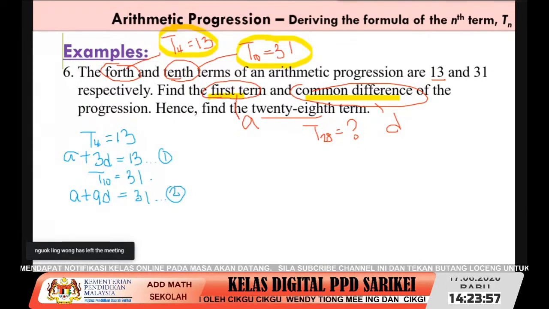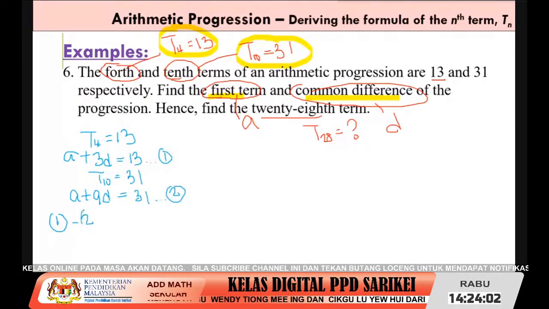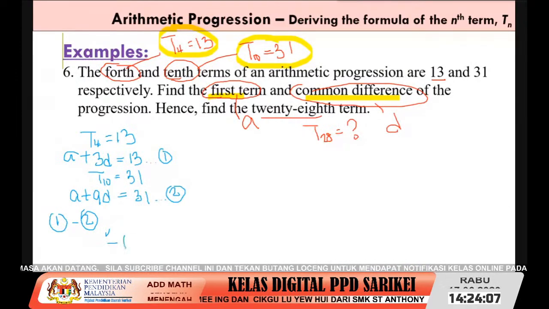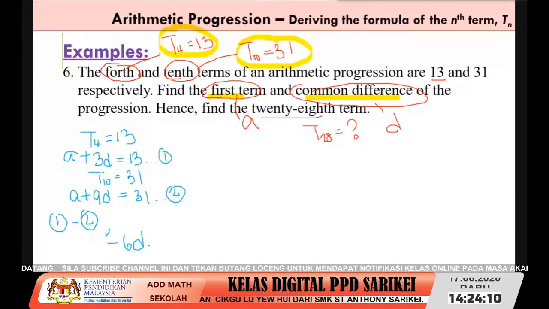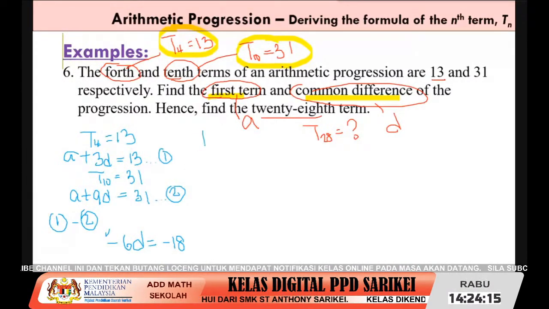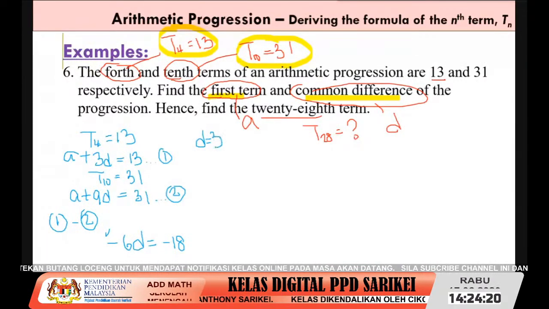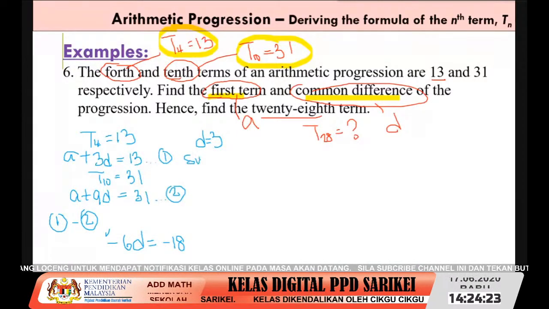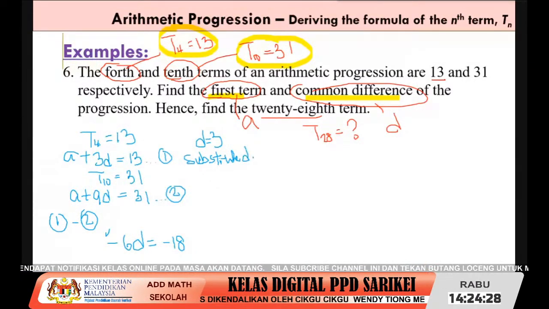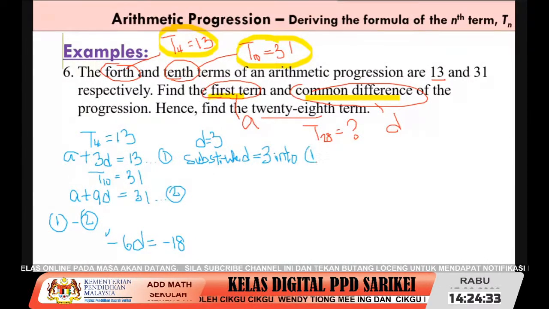So you still remember how to solve it simultaneously? Okay, I will say that the first equation minus the second equation. a minus a, 0. 3d minus 9d is negative 6d. 13 minus 31 is negative 18. So my common difference is negative 18 divided by negative 6 is 3. So substitute d equal to 3 into any equation that you like. The first one can, the second one also can.